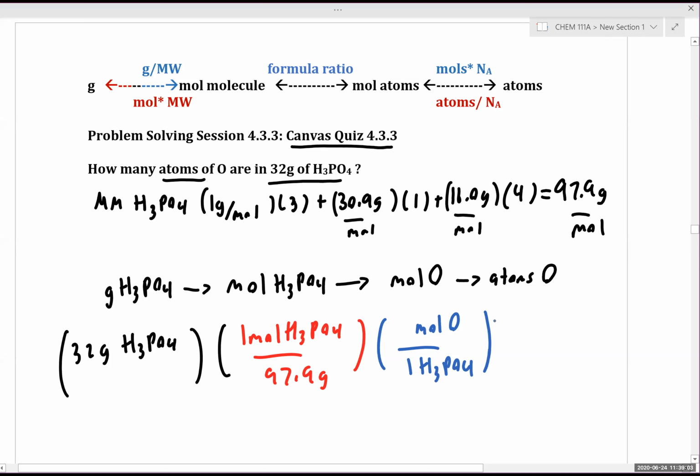How many moles of oxygen do we have in the formula? And don't be shy to respond in the chat or verbally. So I see in the chat we have 4 moles of oxygen per mole of phosphoric acid. That's exactly right.